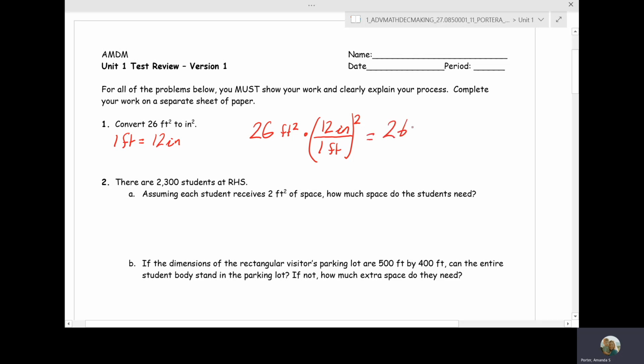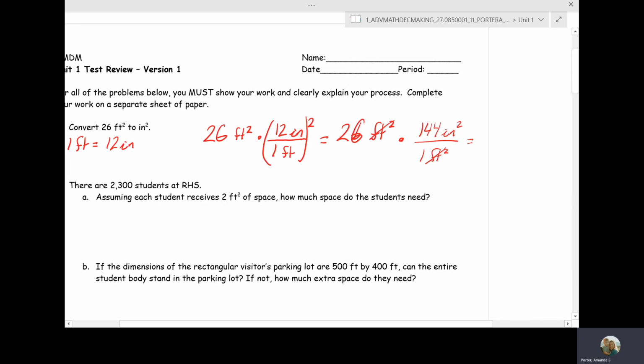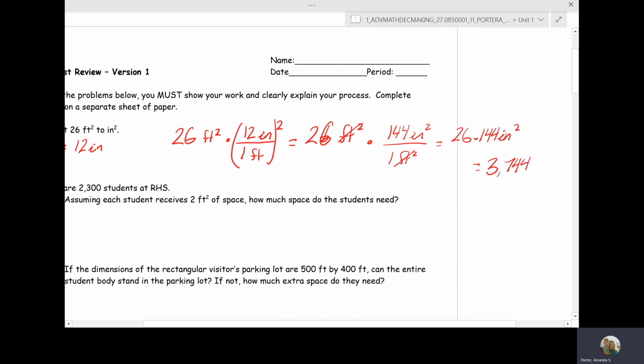So rewriting this, we have 26 feet squared times 144 inches squared over 1 foot squared, right? 1 times 1 is 1. Now, if you think about this, those feet squared are out. So this becomes 26 times 144 square inches. Let me get a calculator going. This gives me 3,744 square inches.